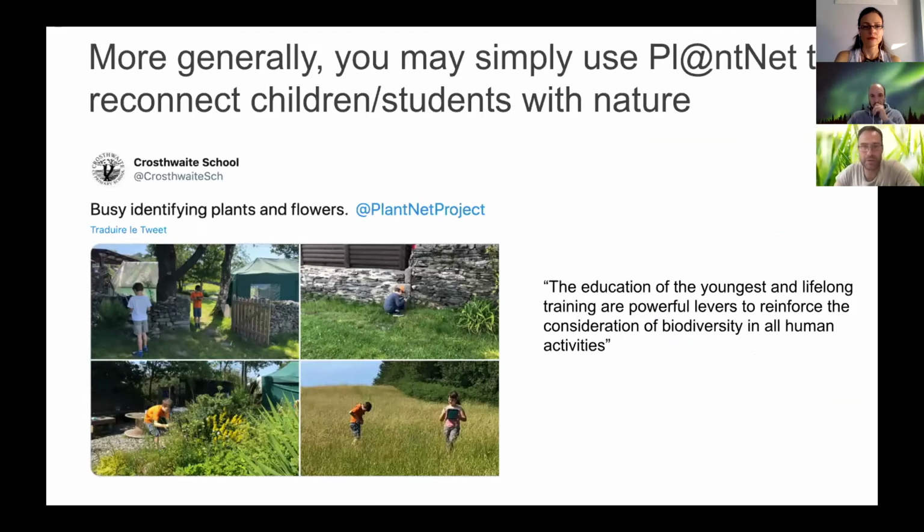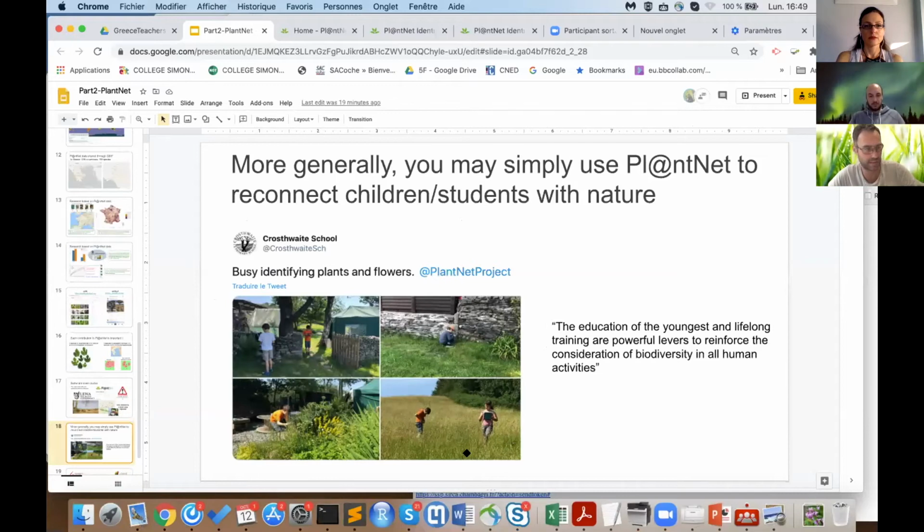And of course, more generally, PlantNet may be used as a teaching tool and to reconnect children and students with nature, and to do a lot of things that we will see afterwards. Pierre will present you some programs. Here I just illustrated one. We were not aware of it ourselves. It was just on Twitter that we saw people using PlantNet in a school in the UK, by themselves and within the scope of a program. But Pierre will tell you about three programs, I think, or maybe four, that we were involved in ourselves.